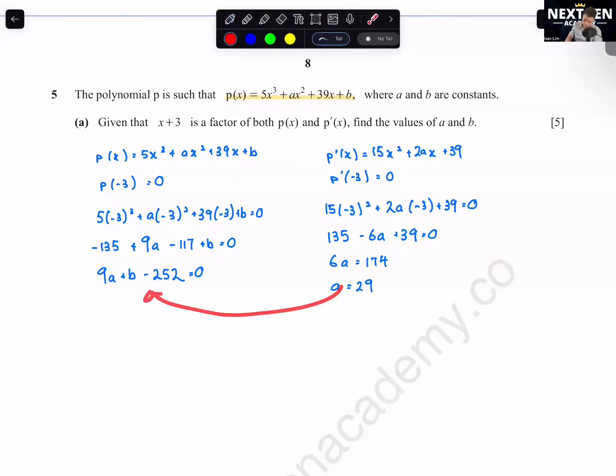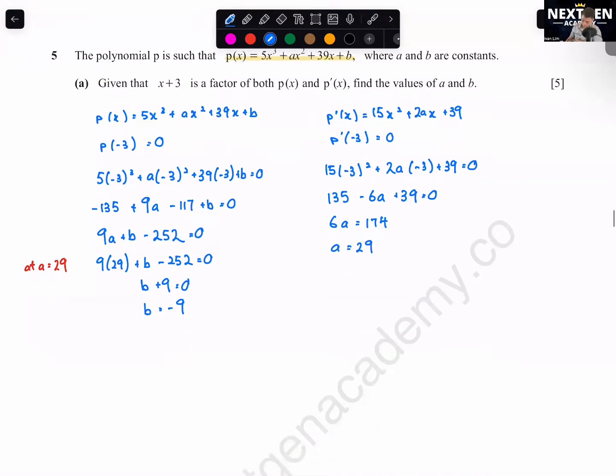Okay, I'm going to sub in A into here. Then A equals to 29. So 9 times 29 plus B minus 252 is equals to 0. Okay, what will you get here? 9 times 29 minus 252, you get 9. So B plus 9 equals to 0. B is equals to negative 9. Okay, so my equation is Px equals to 5x cubed plus 29x squared plus 39x minus 9.